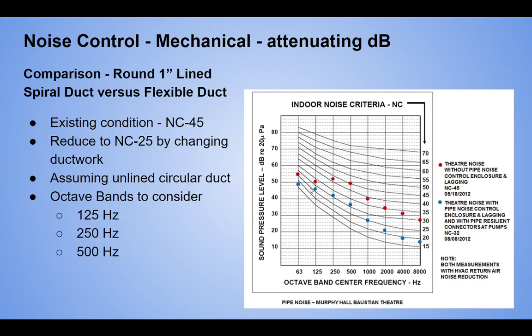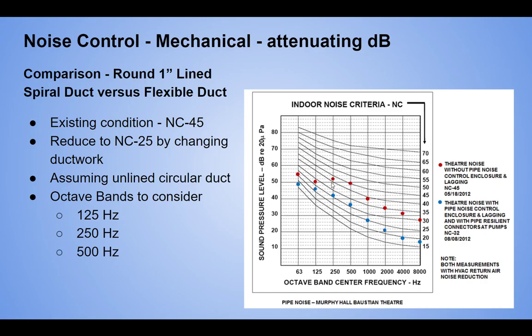So let's see if we can solve this problem. This is a real world problem over at the Bastion Theater that it tested out. And when it was measured, it was a 45 NC, which is too high. If you remember performing arts, we want to be 20, 25 on there. And the biggest issue is at 500 hertz. Right, so our curve goes over here, 500 hertz, gets us to 45, and we have a level of 50 dB at 500 hertz. No, it's not the highest level. 250 hertz is the highest level.